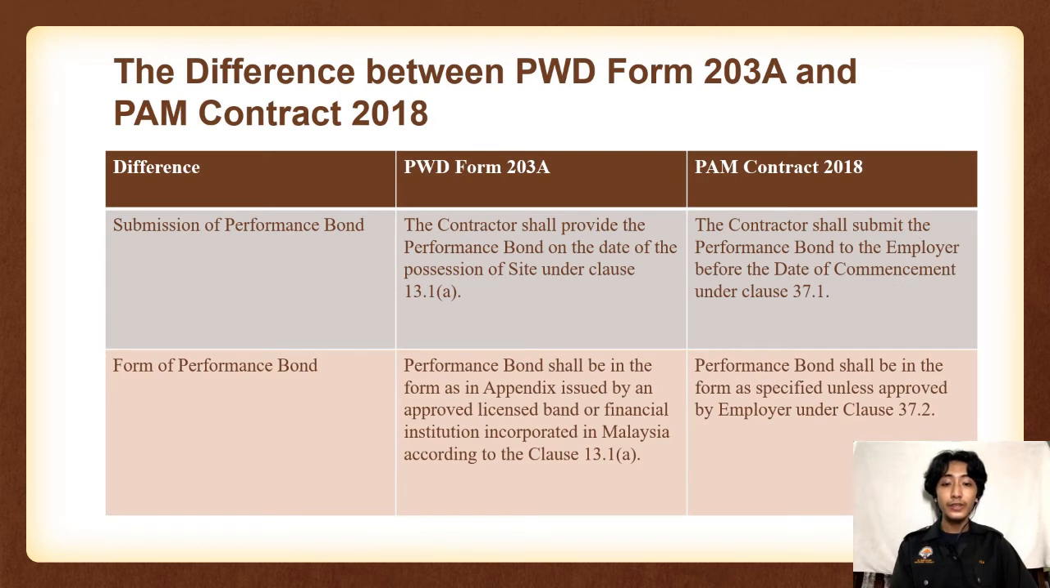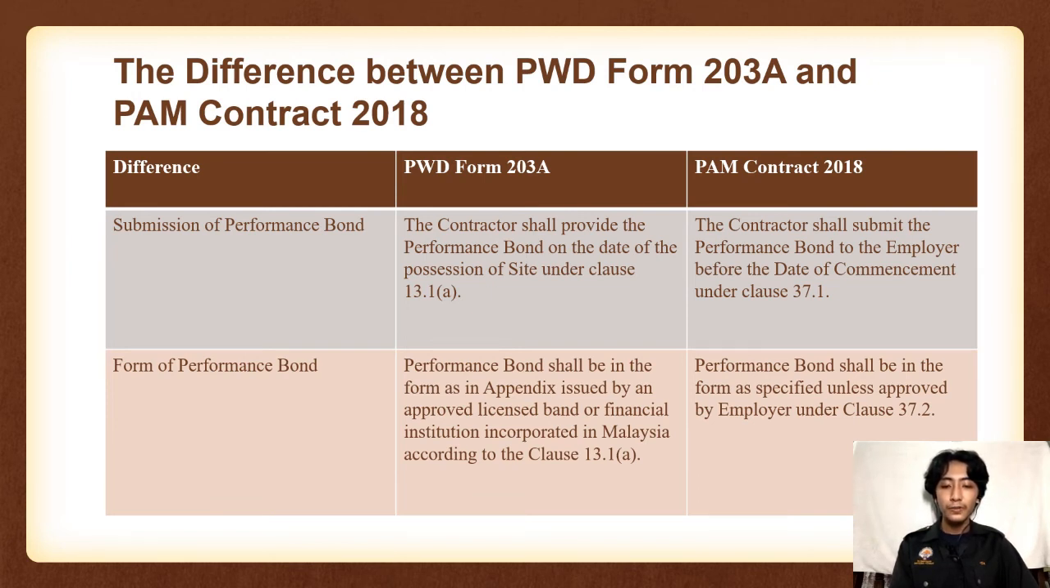So these are the differences of bonds between PWD Form 203A and PAM Contract 2018. First point is submission of performance bond. PWD Form 203A states that the contractor shall provide the performance bond on the date of the possession of site under clause 13.1a. PAM Contract 2018 states the contractor shall submit the performance bond to the employer before the date of commencement under clause 37.1.